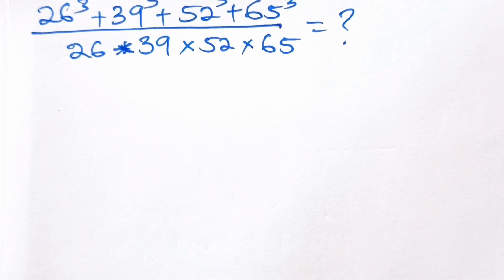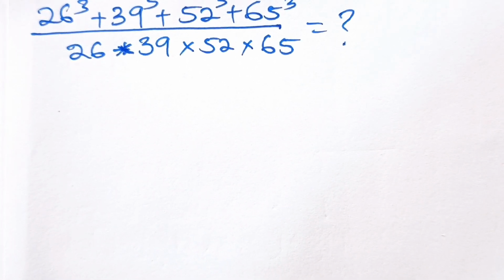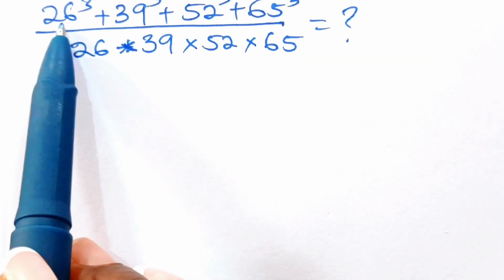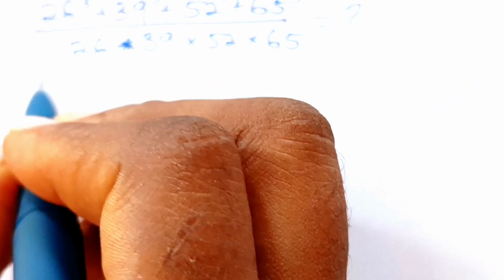Let's quickly solve this Harvard interview question. We are asked to solve this without the use of a calculator. Yes, it's actually easy. Let's do it together. Okay. Now 26 is 13 times 2, and 39 is 13 times 3.